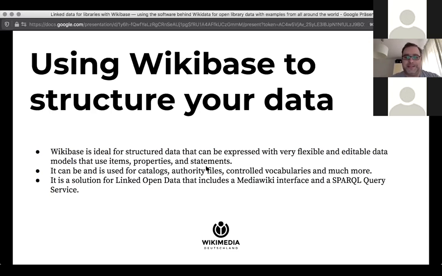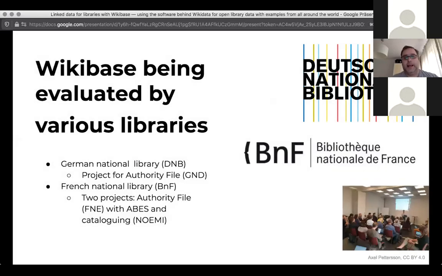It's a solution for linked open data with a nice MediaWiki interface and a SPARQL query service. And that's probably the reason why it is of so much interest to various libraries. Two of the bigger ones that we're working with is the German National Library, the Deutsche Nationalbibliothek, DNB. And over the course of last year, they have evaluated Wikibase as the software for their authority file, the Gemeinsame Normdatei, or GND, which is the authority file for the German-speaking world.